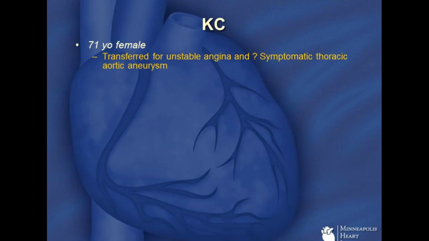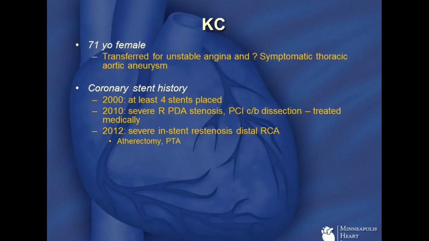Our first case is Casey, and she is a 71-year-old male who was transferred here from another institution for unstable angina and a questionable symptomatic thoracic aortic aneurysm. Pretty significant coronary history. Starting in 2000, in Florida she had at least 4 stents placed, and then in 2010 had severe restenosis, had a PCI here, complicated by dissection and treated medically.